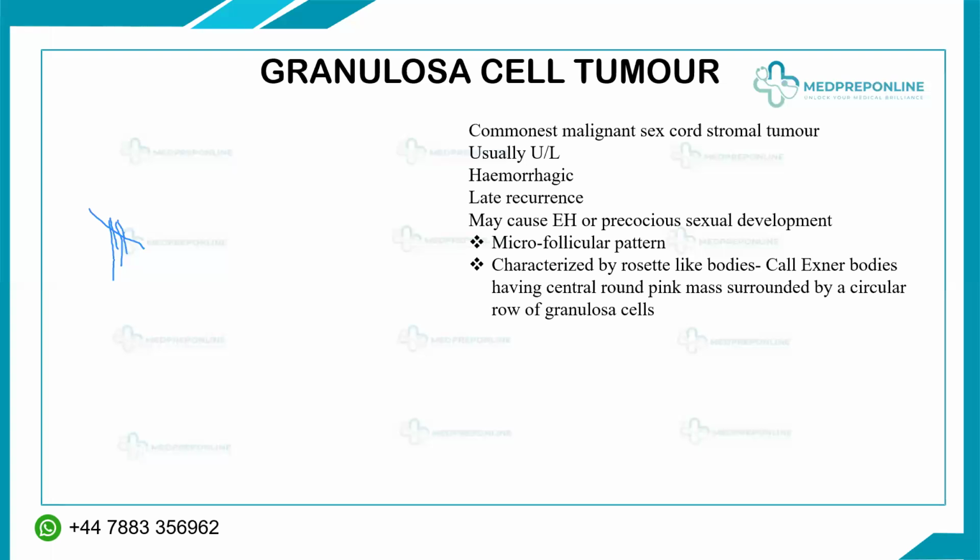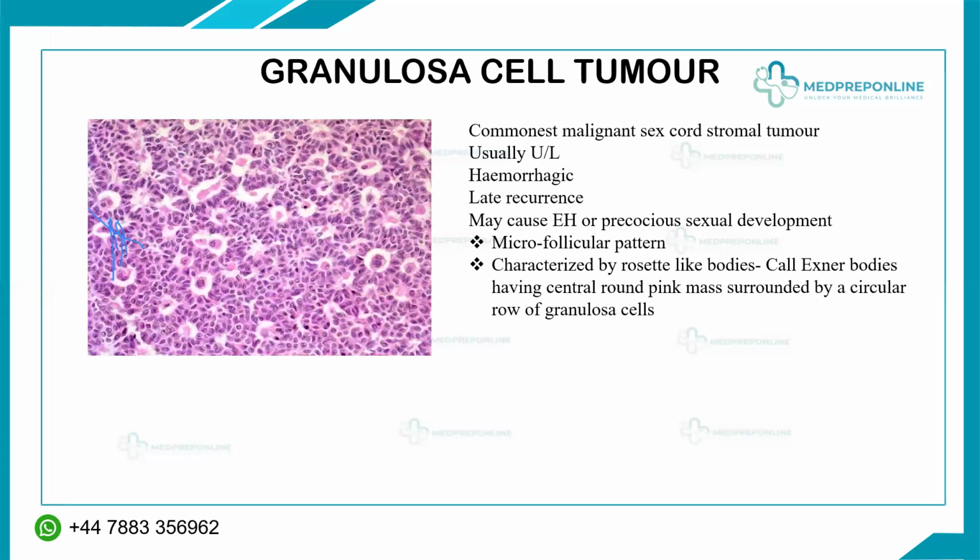Now, next you have a granulosa cell tumor. These are the commonest malignant sex cord stromal tumors. Usually, these are unilateral. They could be hemorrhagic, and they have a propensity for a late recurrence. Now, because they are estrogen producing, very commonly, they can cause a precocious sexual development in youngsters in less than 18 years of age, as we can see. And they can also lead to the formation of endometrial hyperplasia, which may progress to cancer.